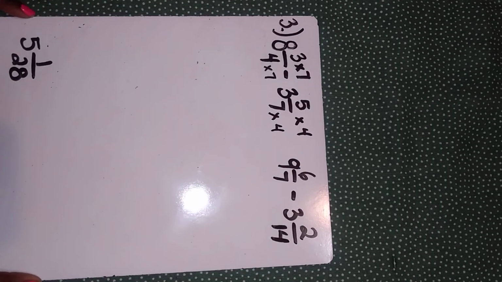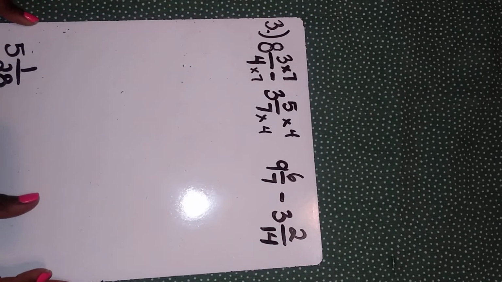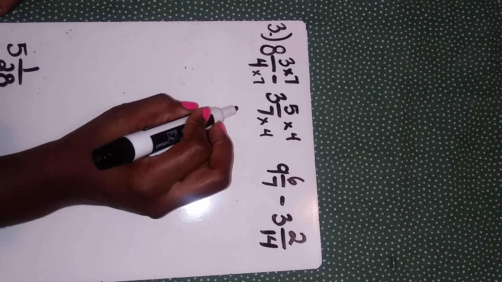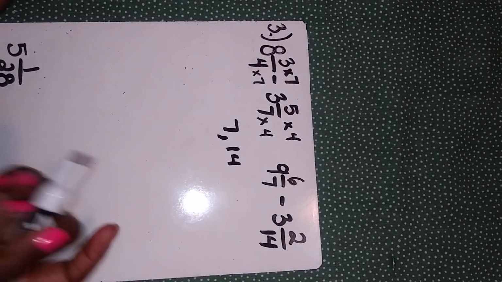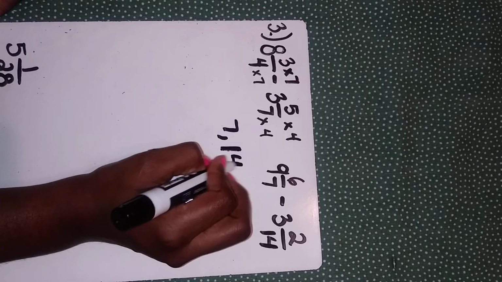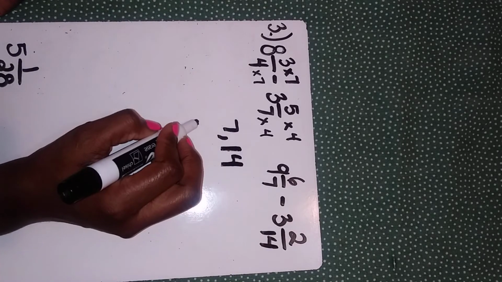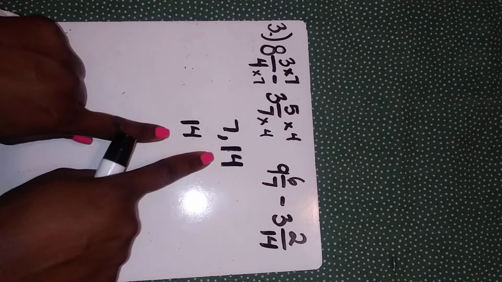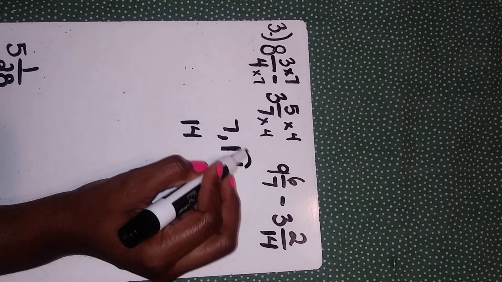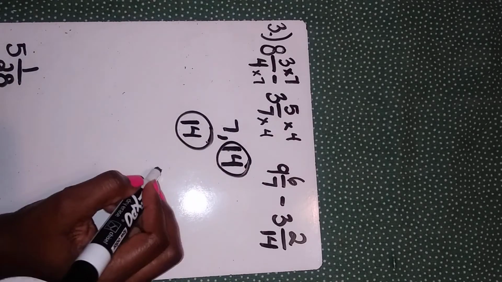Now let's do this other one right here. Okay, so I need to write my multiples of 7 and 14. So I got 7, 14. That's my multiple of 7. And I can stop right there, everybody, because what I see right here, I see 14 right there. If you write your multiples of 14, your first number is going to be 14. That is my least common denominator, 14. So my new denominator is 14.